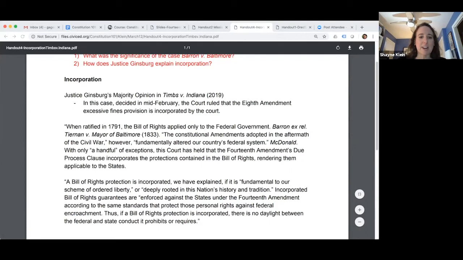So if you all would read that last paragraph to yourself, what phrases stand out to you about what she's saying about incorporation and how we know, what does incorporation mean? How do we know something's incorporated? What phrases in that last paragraph stand out to you?